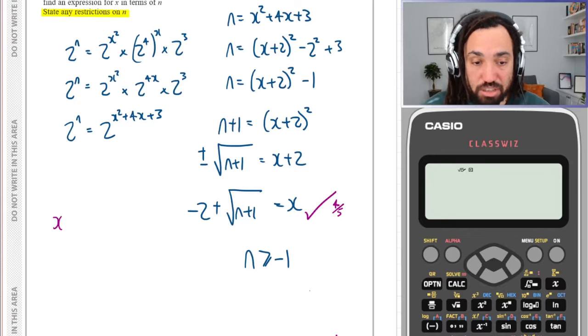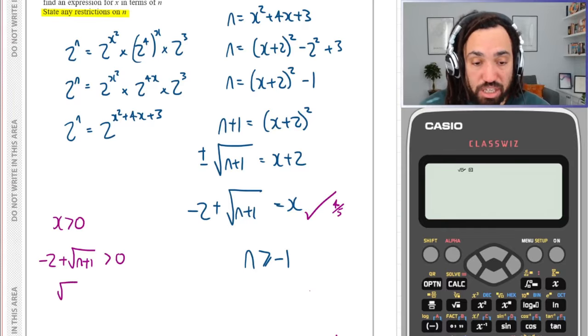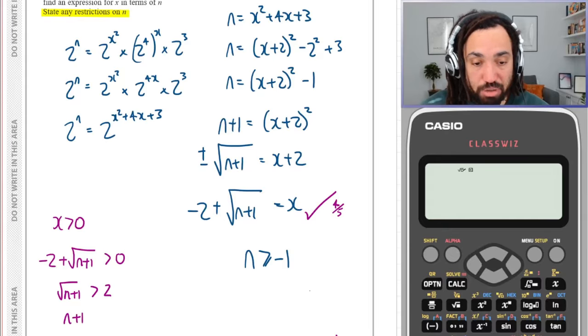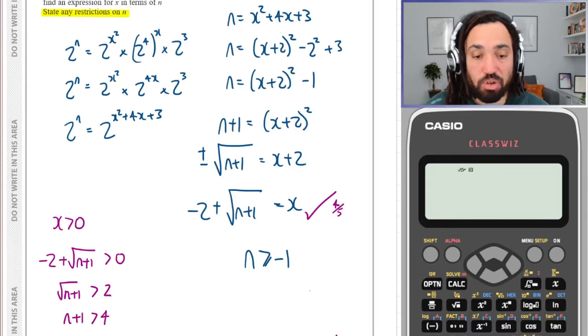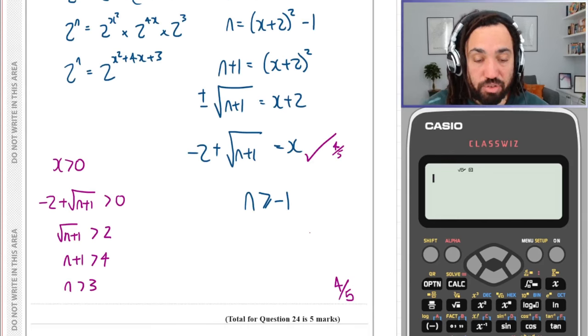But if X is greater than 0, then it means that this minus 2 plus the square root of n plus 1 must be greater than 0, because that's what X is equal to. So rearranging, we get n plus 1 needs to be greater than 2. Squaring gives us n plus 1 needs to be greater than 4. And then subtracting 1 gives us n needs to be greater than 3.